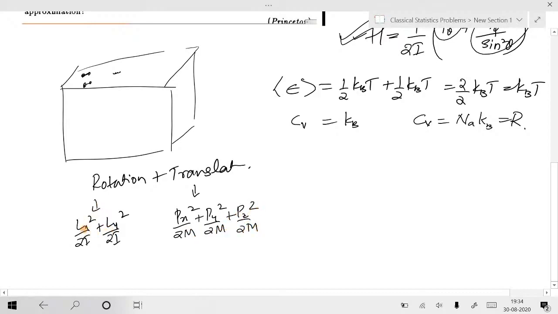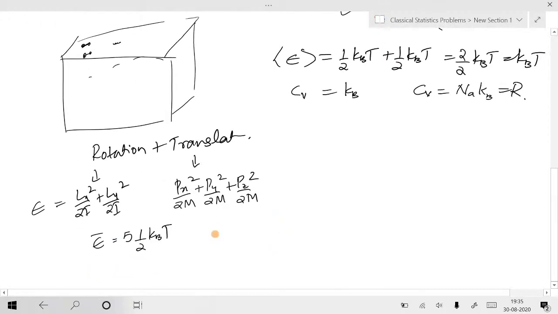So the total number of quadratic terms in the energy of each particle, including its internal rotation as well as its external motion in space, is 1, 2, 3, 4, 5. There are 5 quadratic terms. Each quadratic term will introduce half kBT, so that your average energy per particle is this one.